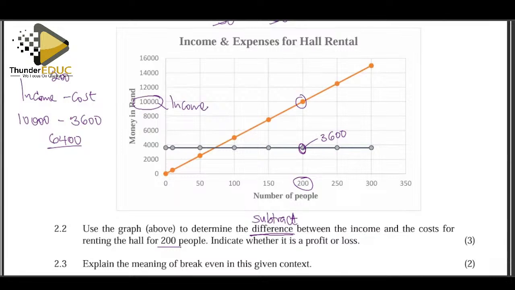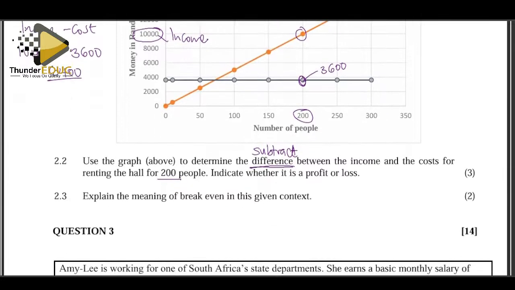Okay. We look at the other question that says, explain the meaning of break-even point in this context. Now, in this context we have two things. One, we are renting a hall, and we are selling what? Tickets.